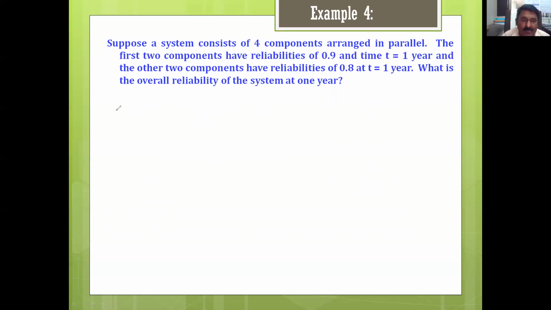Suppose the system consists of 4 components arranged in parallel. The first 2 components have reliability 0.9 at time t equal to 1 year, and the other two components have reliability 0.8 at t equal to 1 year. What is the overall reliability of the system at 1 year?